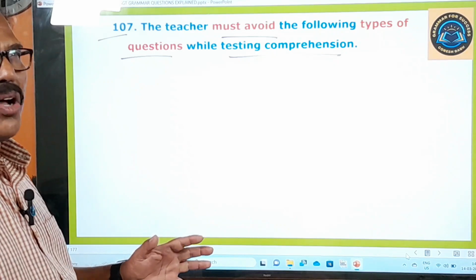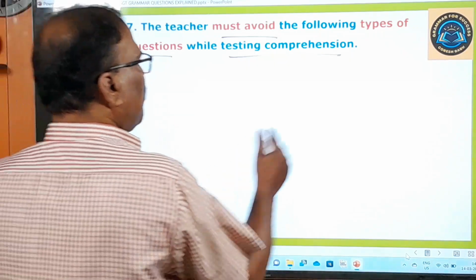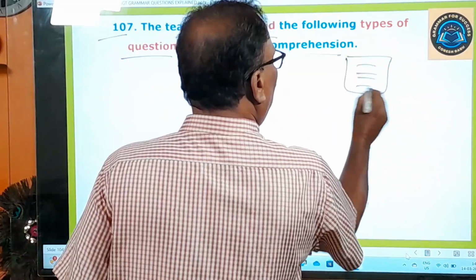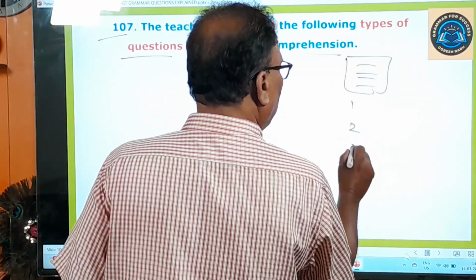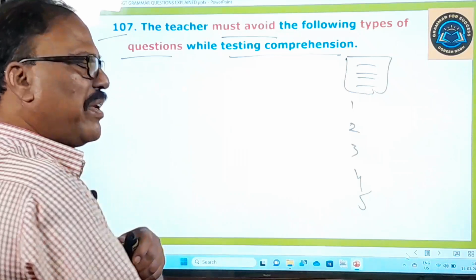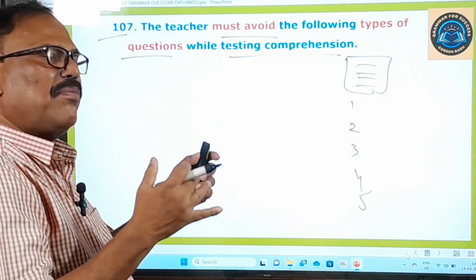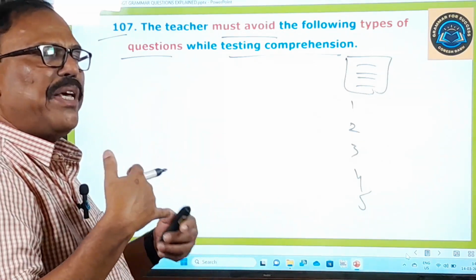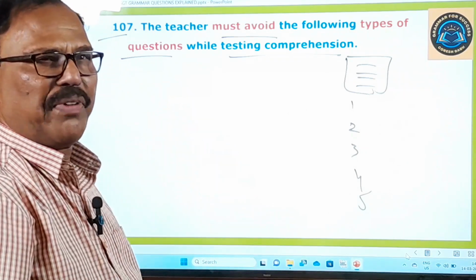Testing comprehension. Comprehension means, as you know very well, a passage is given, and you have to read this passage and answer the questions given below. This is called comprehension. This is very, very important. This kind of question is given in almost all the competitive examinations.